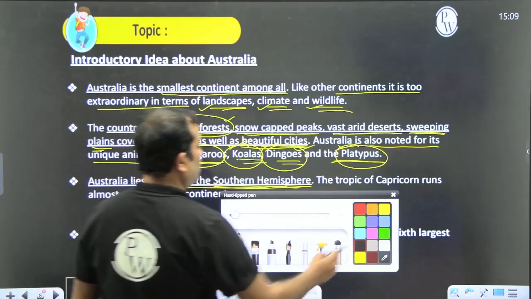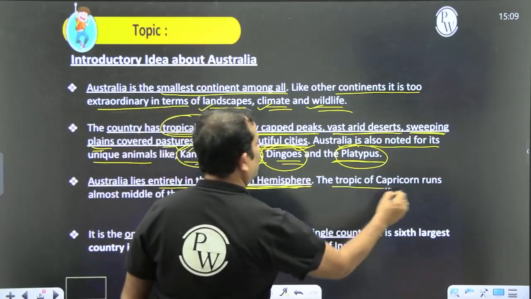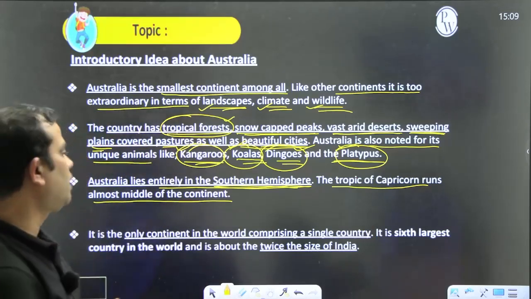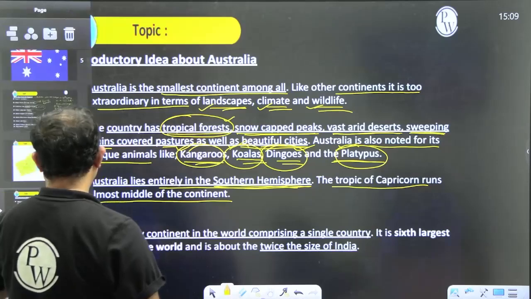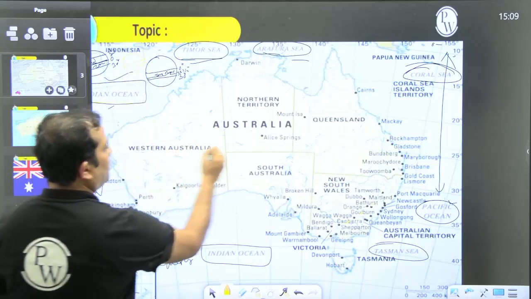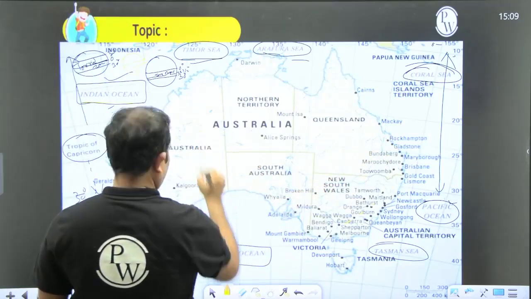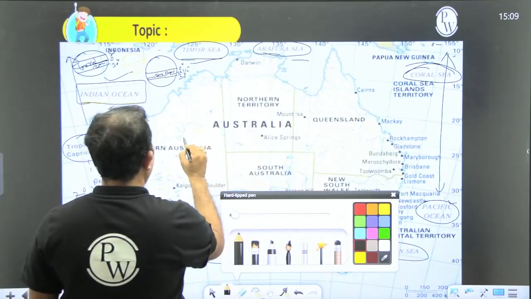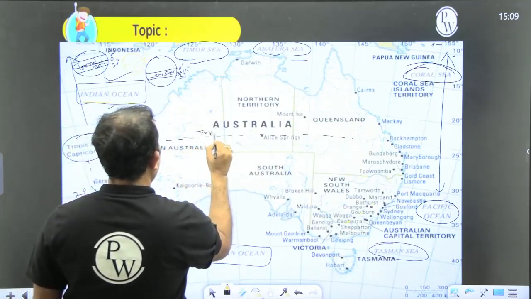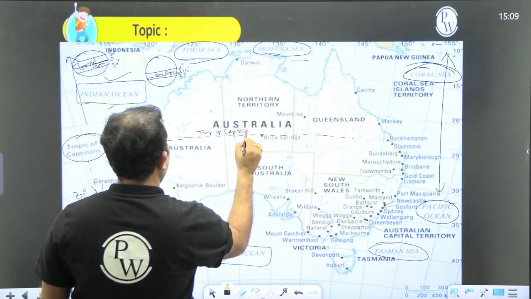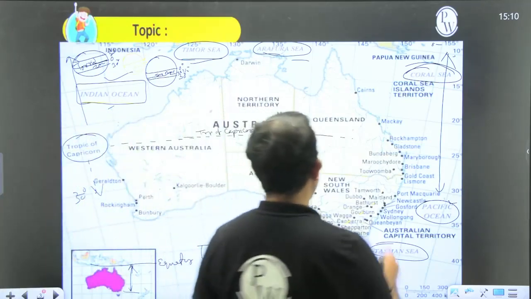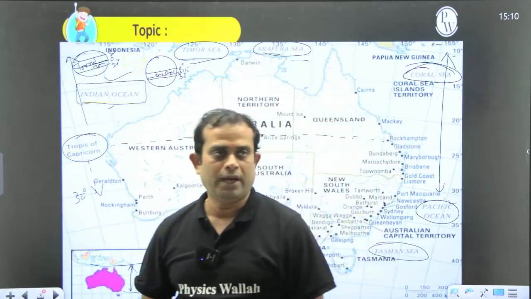Next, the Tropic of Capricorn runs almost through the middle of the continent. We can see that here on the map. This is the Tropic of Capricorn, this middle line, which lies entirely in the middle of the continent.